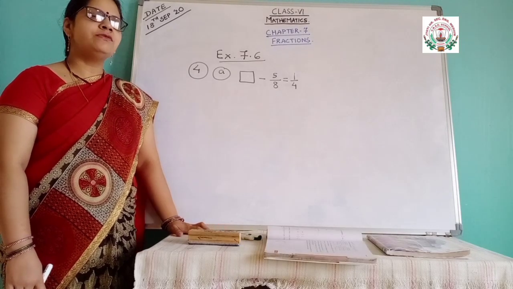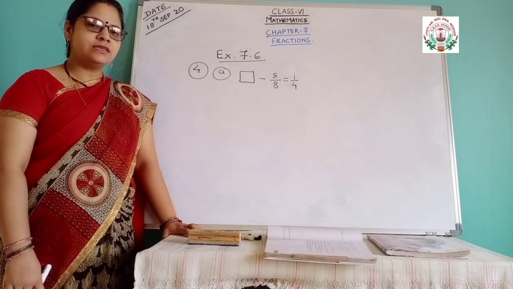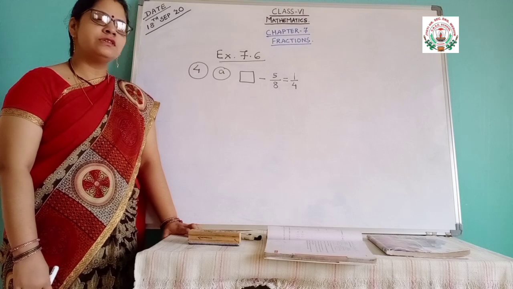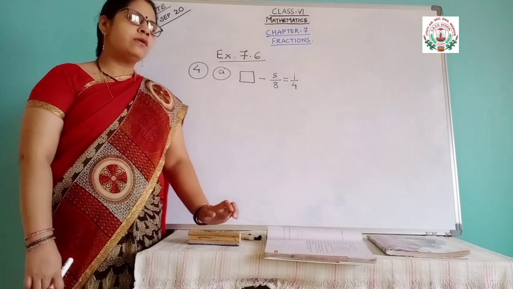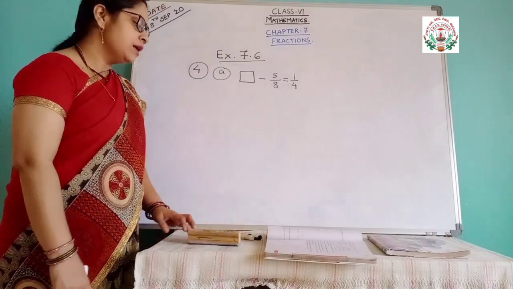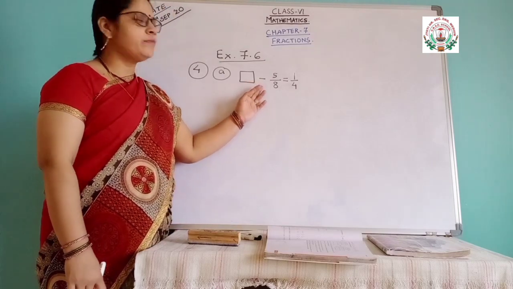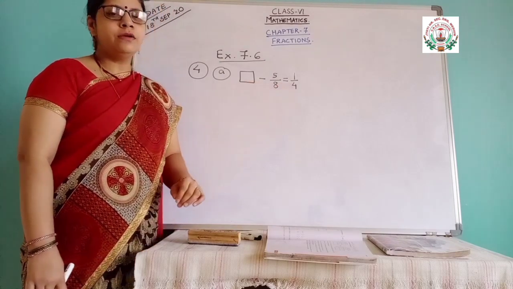In the previous class we did exercise 7.6; only question number 4 is left. Rest of the questions we have done. So now coming to question number 4, in this we fill the boxes. Here one box is given, and then minus 5 by 8 is equal to 1 by 4.